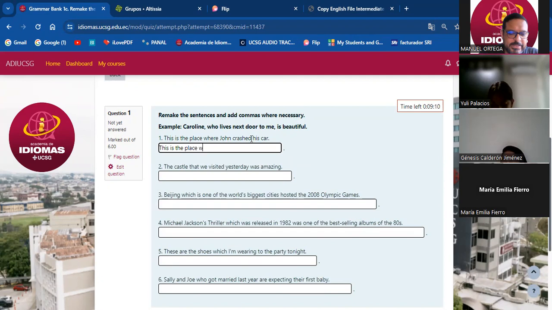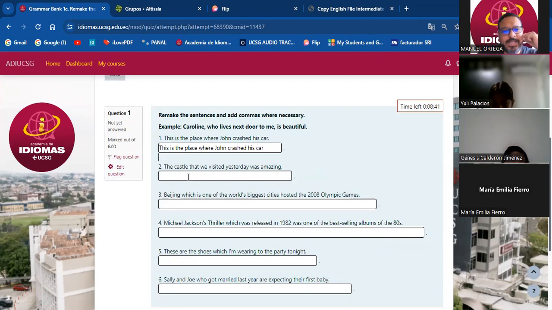This is the place where John crashed his car. Yep, we keep it the same. Why? We need all the information so the sentence makes sense. This is the place. It's not telling me the complete information, so I need it all.